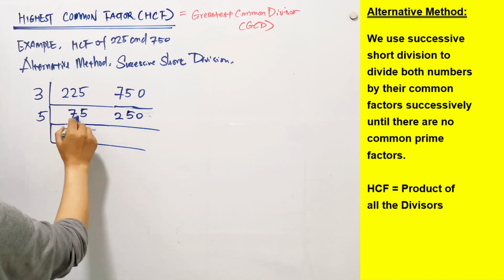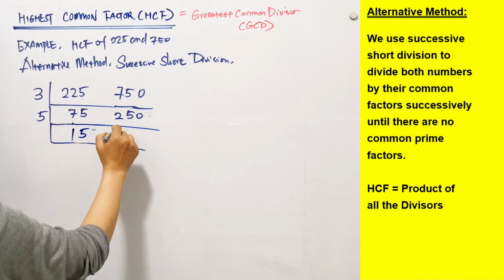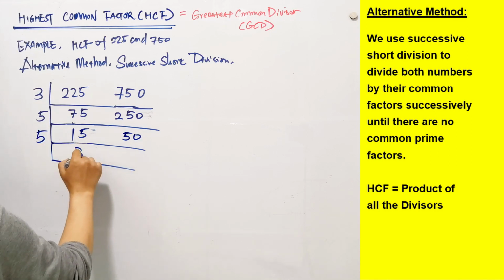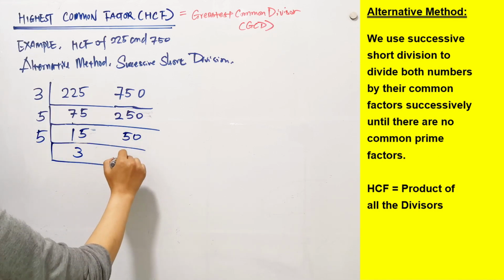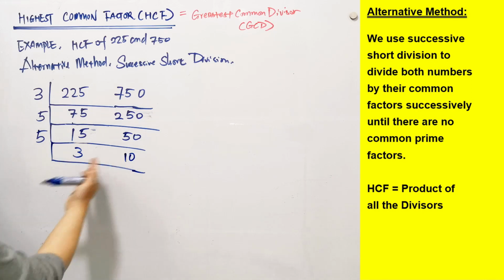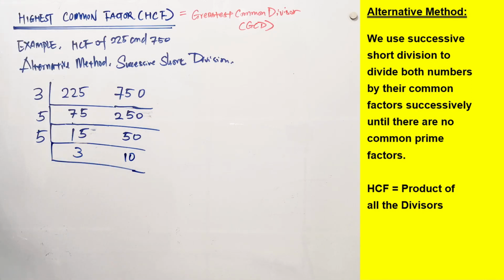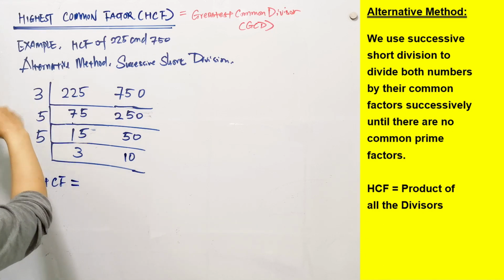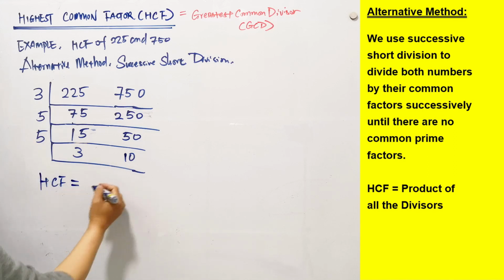This is the 1, 5, 25, 5. Here, how much do we get? 5, 50, right? So another 5. Here is how much? It's a 3. And how about this one? So it's 10, right? So it's no more already. There's no common factor. So in this case, the HCF equals what? The common factors. We just multiply all the common factors.